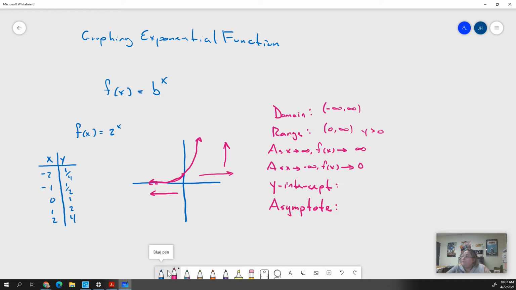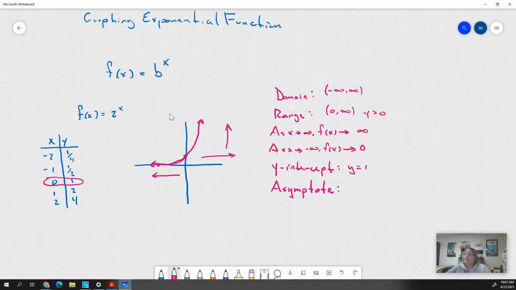Our y-intercept, well, that is where this is crossing right here on the y-axis. And I could look at this and go, okay, x is 0 here and I've got 1. So y equals 1 is my y-intercept. If I don't know that, I can take the original equation and plug in to find the y-intercept anywhere.